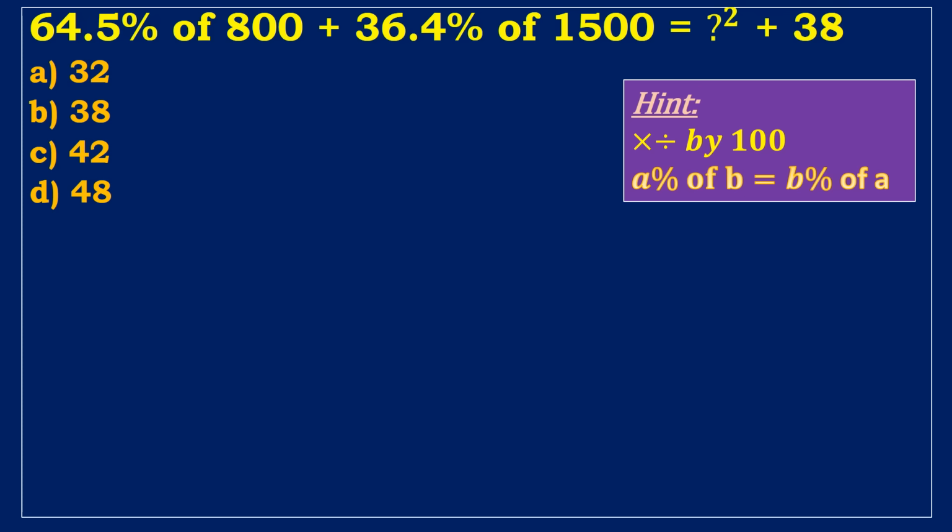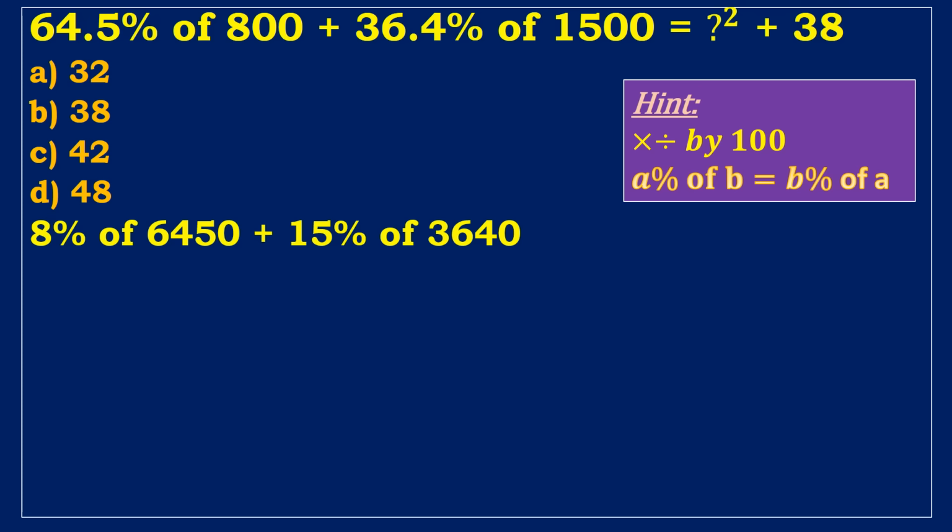On the left side of the equation, multiply and divide by 100, and then apply the a% of b is equal to b% of a concept. The left-hand side equation becomes 8% of 6,450 plus 15% of 3,640.